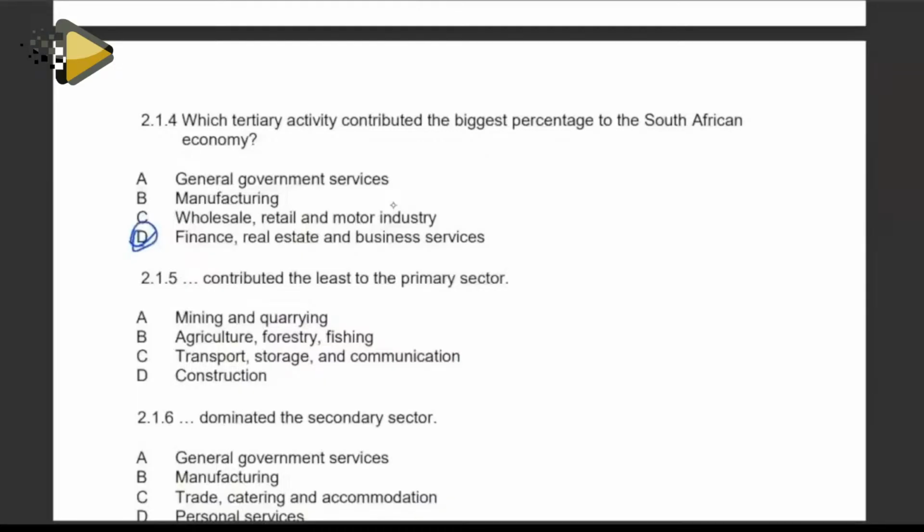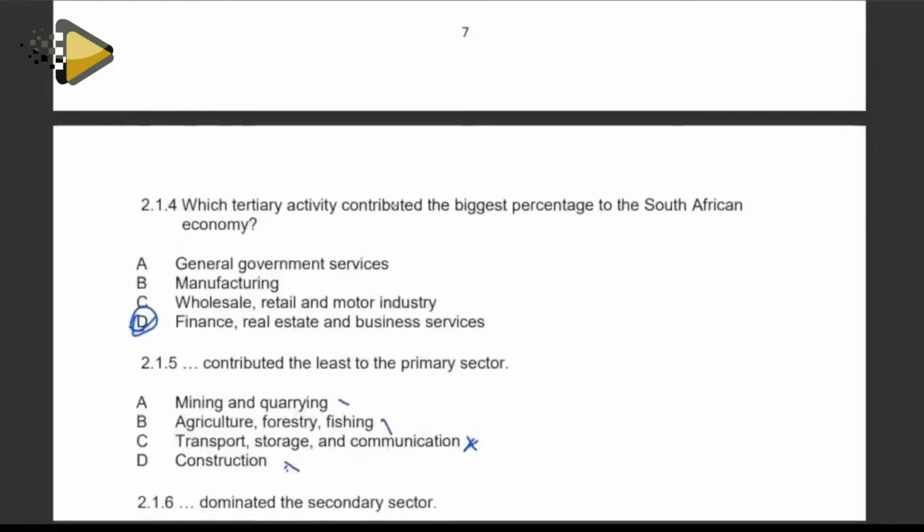Number 215. Dash contributed the least to the primary sector. We just need to check. Mining and quarrying is primary. Agriculture and forestry is also primary. This is tertiary, it's out. This is construction, it is secondary, it's out. So we only need to check on these two, mining and quarrying and agriculture, forestry and fishing. We need to check which one contributed the least between the two.